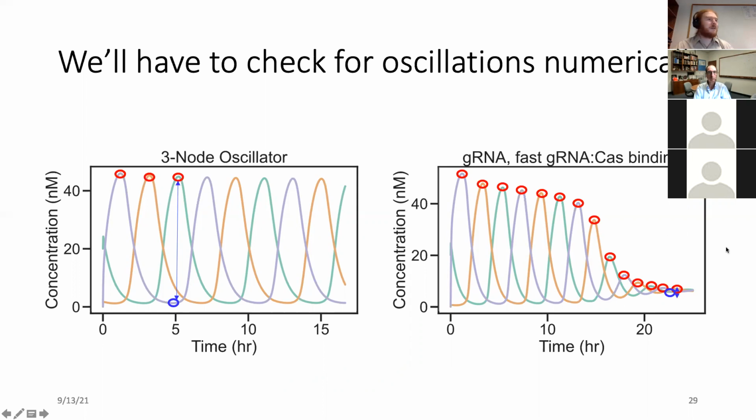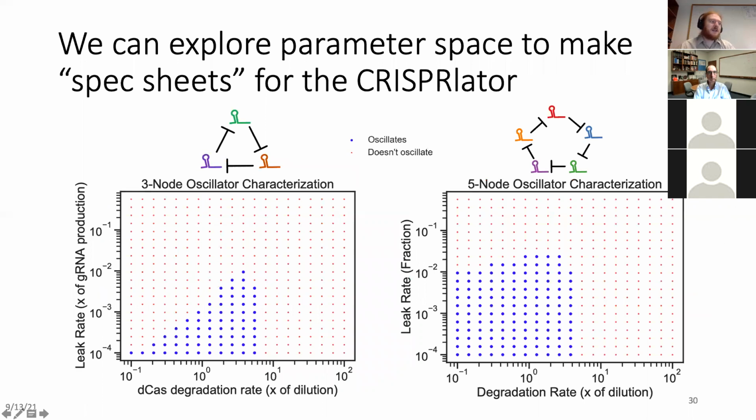And if we do this, we can get a kind of specification sheet for a CRISPRilator in the space of two different parameters. So blue dots in these graphs are combinations of parameters for which the repressilator oscillates, and red dots are combinations of parameters that do not oscillate. So on the y-axis, we have the leak rate. Again, this is the amount of expression from a bound promoter that you get as a fraction of the expression you get from that promoter if it were not bound.